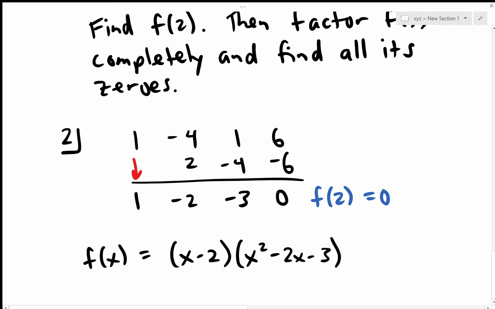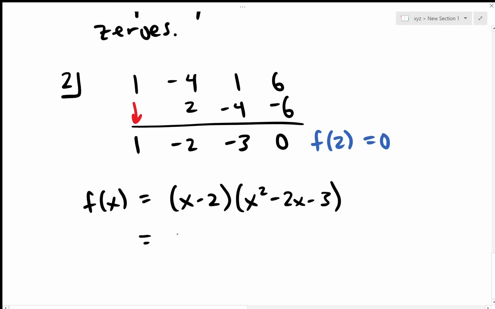So in other words, f of x we can factor as x minus 2 times x squared minus 2x minus 3. So in order to factor this polynomial completely, we simply need to factor what's left, the x squared minus 2x minus 3. And this should be pretty easy to do. We just end up with x minus 3 times x plus 1.